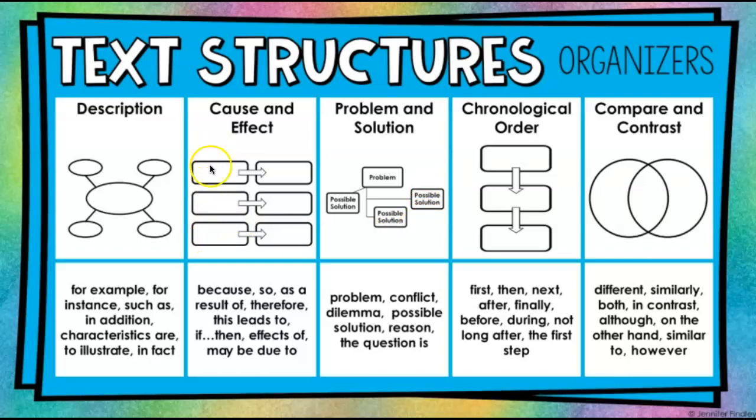Cause and effect. The causes and then the arrow, they lead to the effect, what happens. And then our very first one we talked about, description. Think of that one more like a spider web, if you will. Your main idea is in the middle, and then all of the description about that main idea is off to the sides.